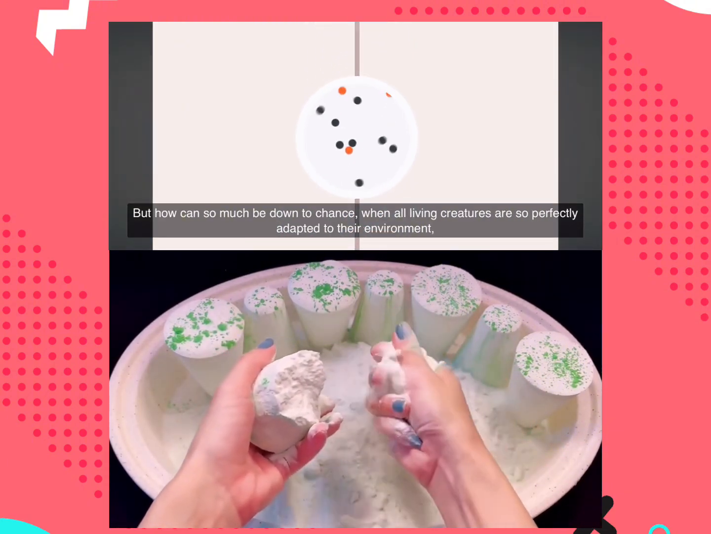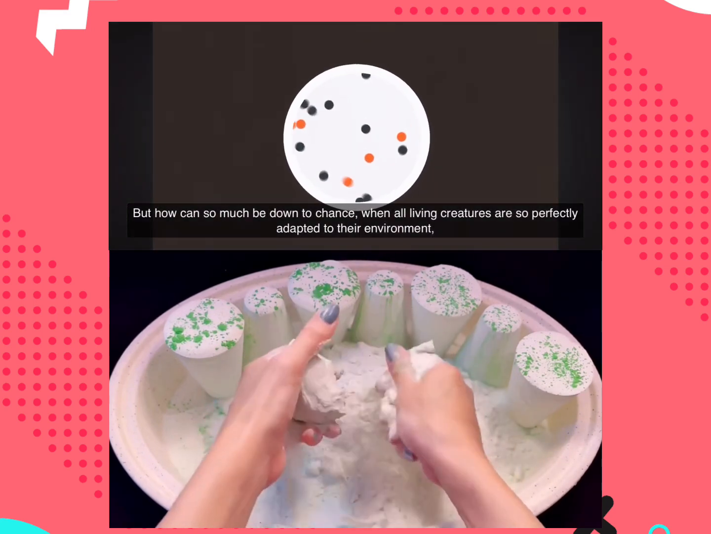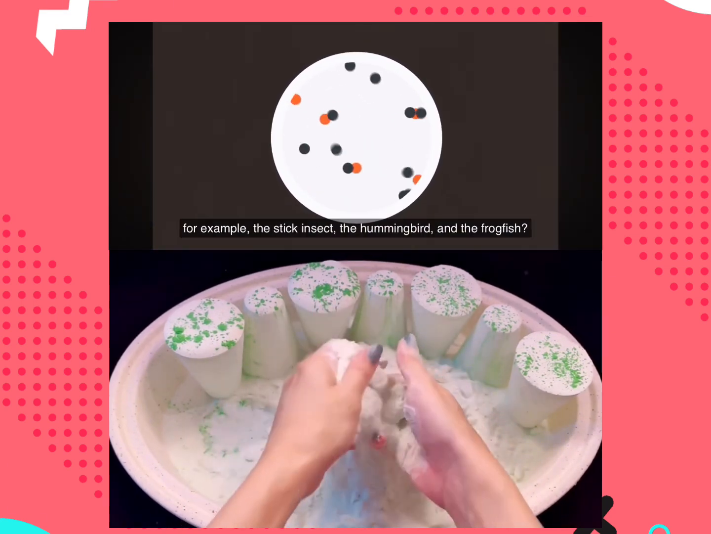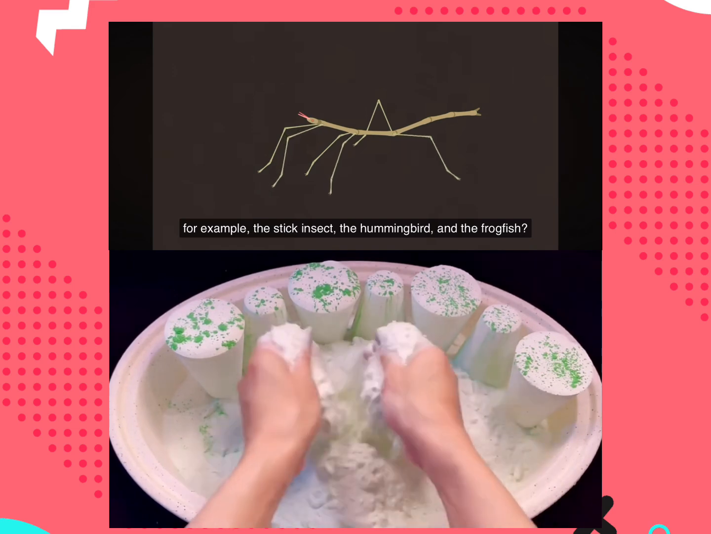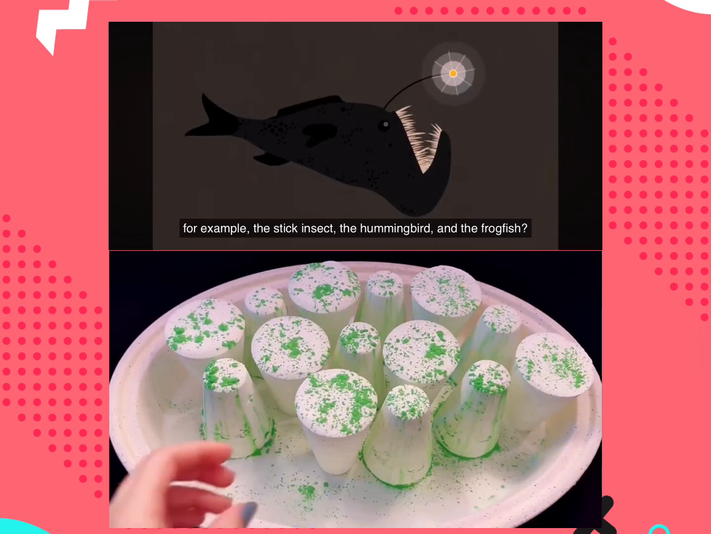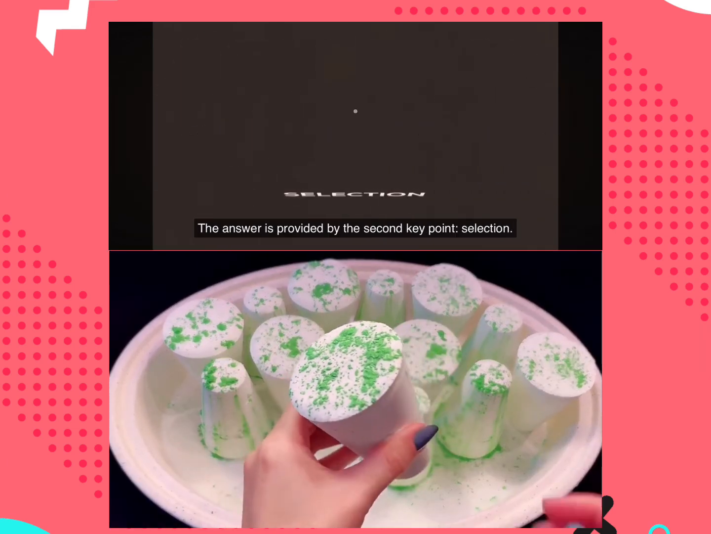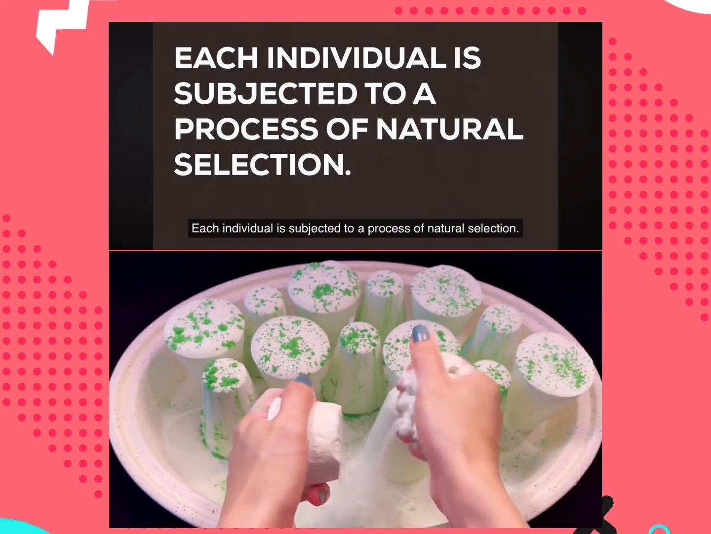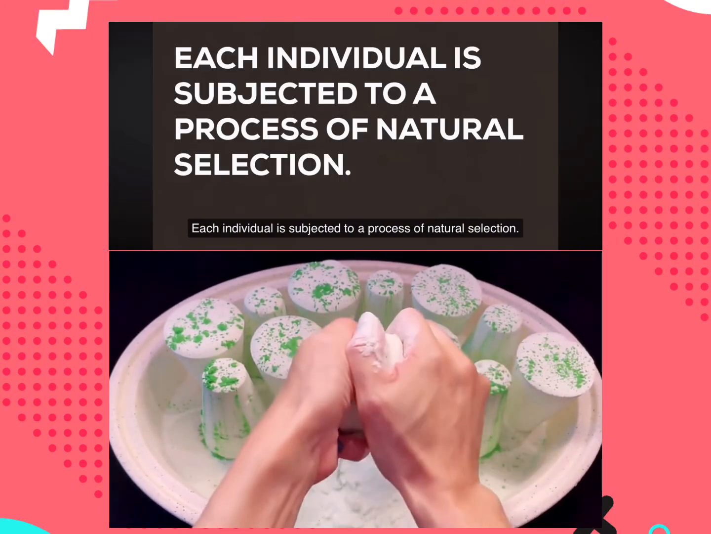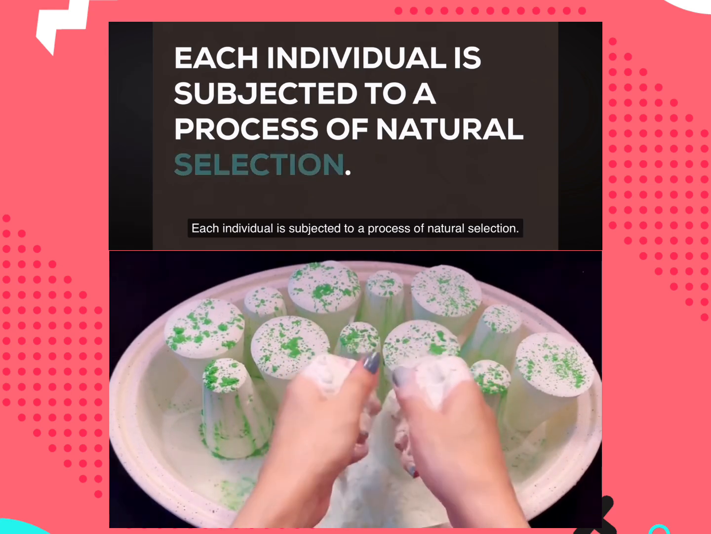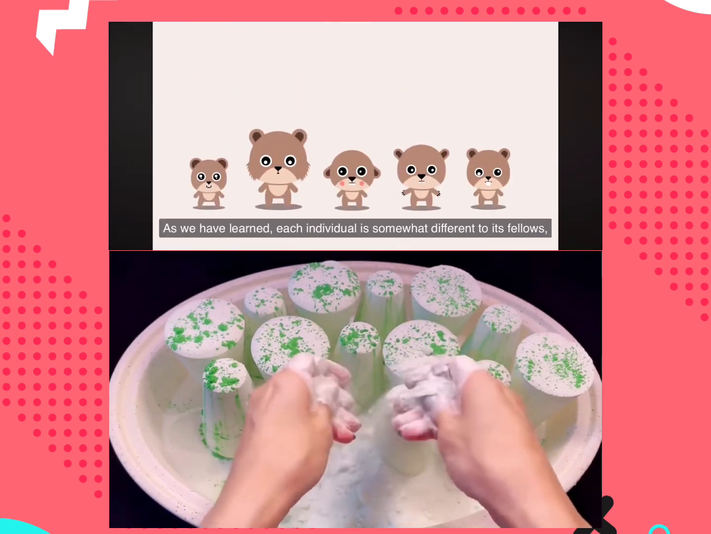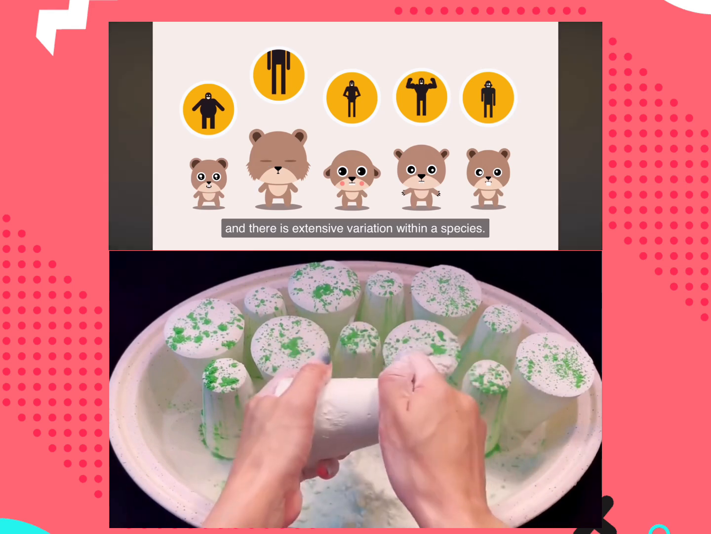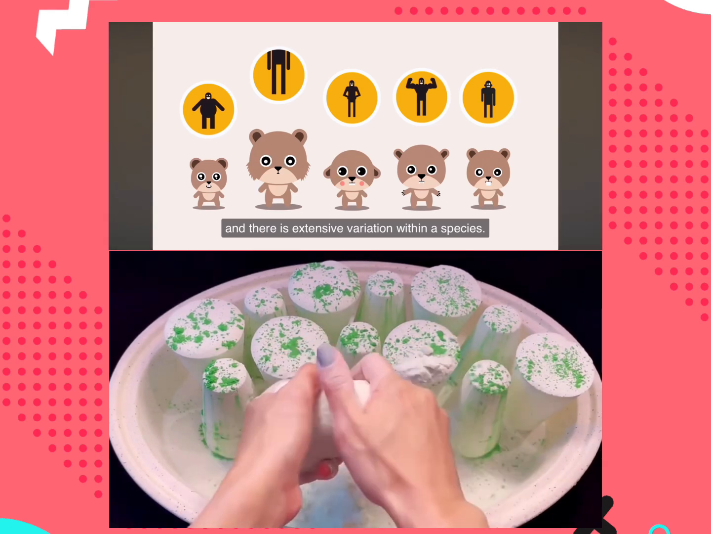But how can so much be down to chance when all living creatures are so perfectly adapted to their environment? For example, the stick insect, the hummingbird, and the frogfish. The answer is provided by the second key point, selection. Each individual is subjected to a process of natural selection. As we have learned, each individual is somewhat different to its fellows, and there is extensive variation within a species.